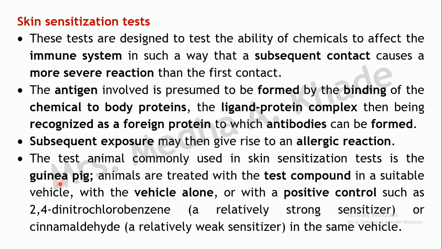A certain number of animals are treated with the test compound, and a certain number of animals are treated with the vehicle alone, into which your test compound may be dissolved. There should also be one positive control, where a known sensitizer is applied to these animals, say for example 2,4-dinitrochlorobenzene, which is a strong sensitizer, or cinnamaldehyde, which is a relatively weaker sensitizer.